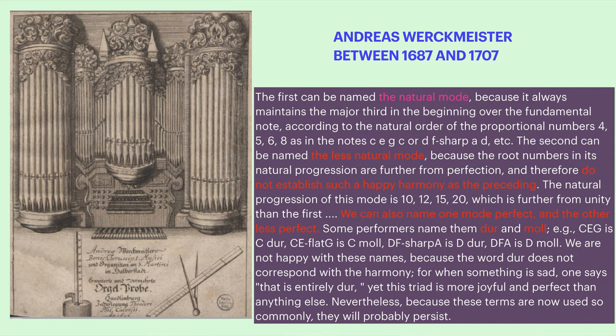So in order to theorize the minor triad, they tried various things. For example, they tried to build it down. If you build it down from the same note in the same way as the major triad, inverting the intervals, you will get the minor triad. But it doesn't make any sort of acoustical, mathematical sense. So he says that we can name one mode perfect and the other less perfect.